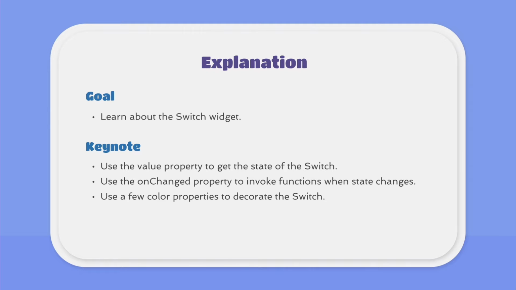We will use the value property to get the state of the switch and use the onChanged property to listen to when the switch is turned. Also, we will use a few color options to decorate our switch widget. Let's get started.